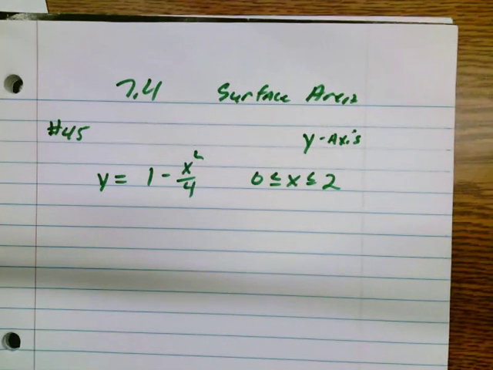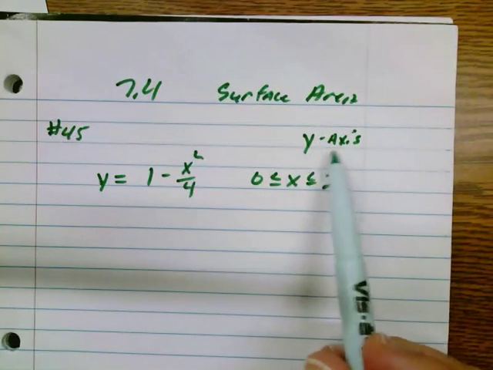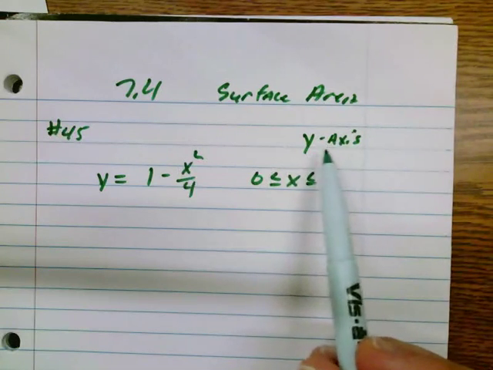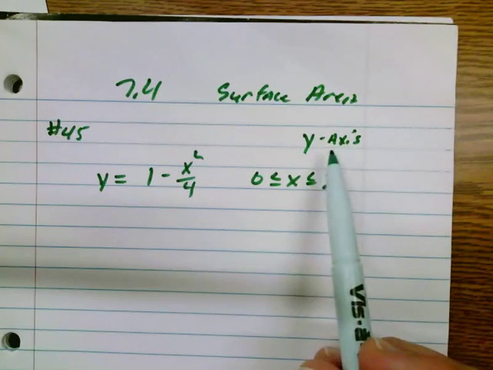All right, we're in 7.4. Now we're going to do some surface area. We're working number 45. Number 45 says we're going to revolve our region around the y-axis, and the axis of revolution does make a difference, so please read the directions to make sure you're looking at what we want you to be looking at.